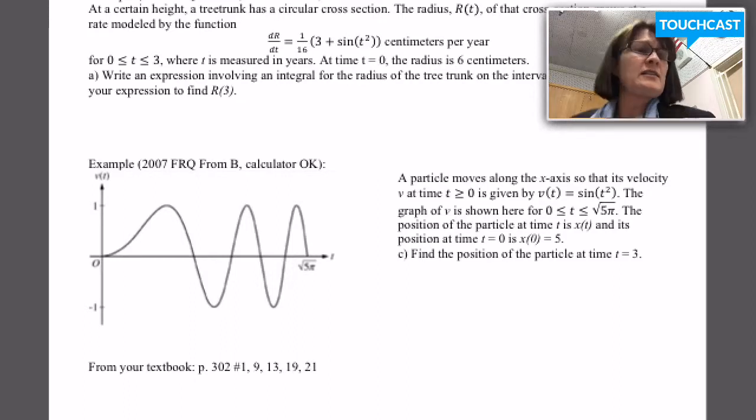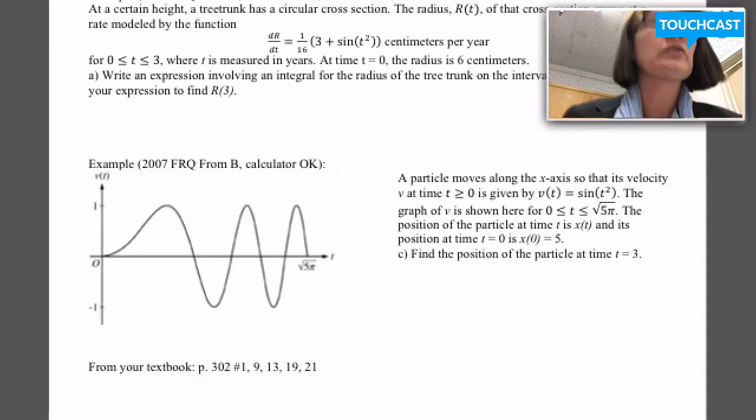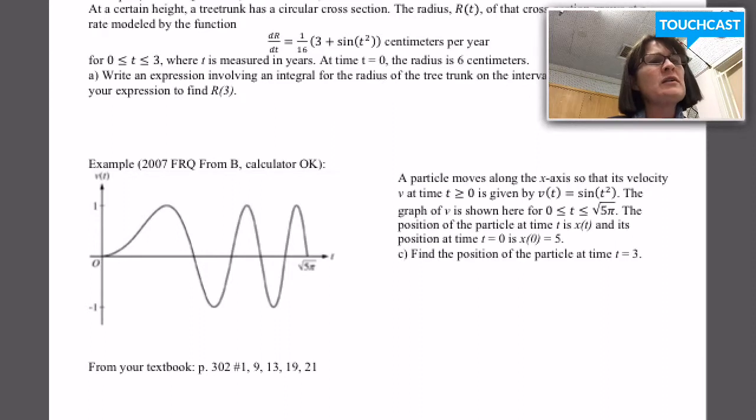Okay, last one. Again, this is why that was the most important example in all of Chapter 5, because we're going to have a lot of situations where we've been given a derivative function, and we're going to have to write the parent function, the antiderivative function. So a particle moves along the x-axis so that its velocity is sine of t squared. And we know that that function is good on the domain 0 to radical 5 pi. We also know that at time 0, the particle is at position 5. That's what x of 0 equals 5 means.